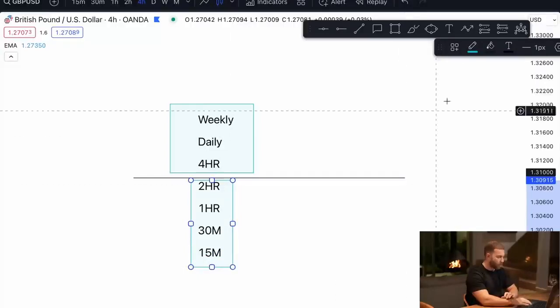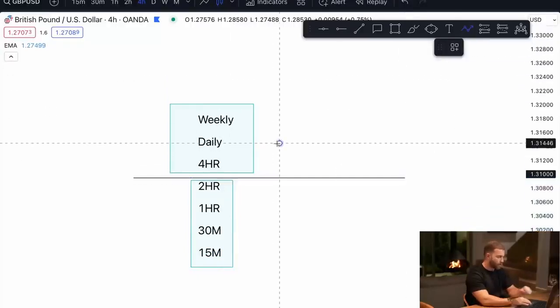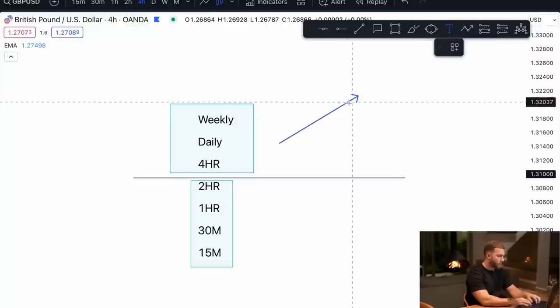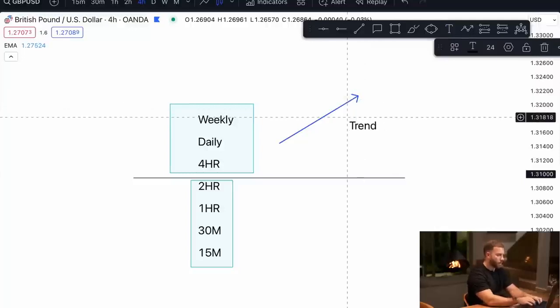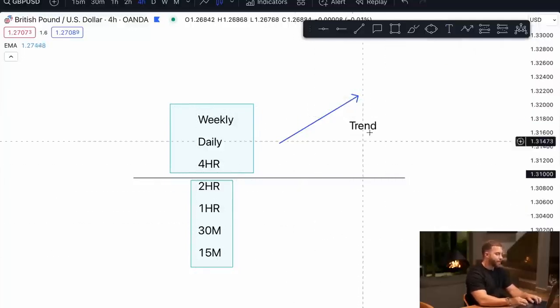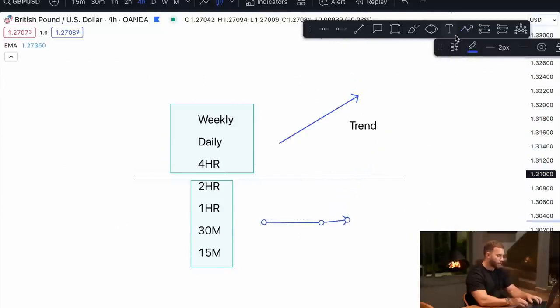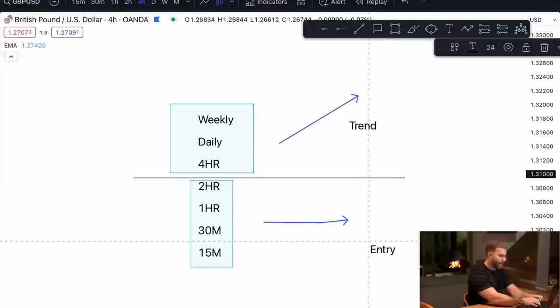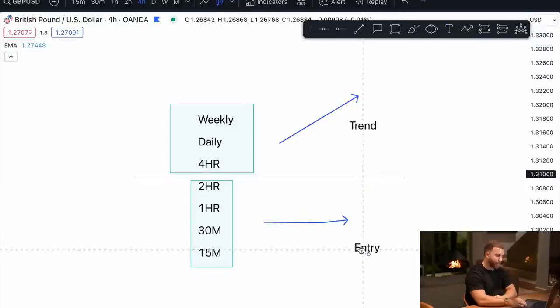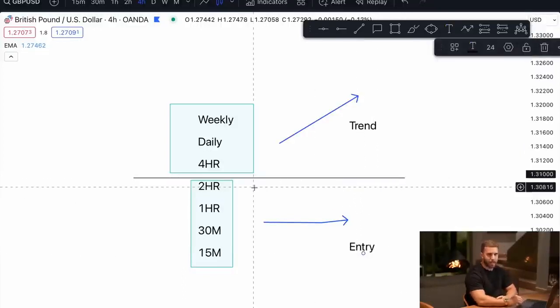So this part is going to be used for the trend, to identify if the market is headed to the upside or the downside. And then this part right here, which is the 2 hour, the 1 hour, the 30, and the 15 minute, is going to be used for the entry of the market that you're going to be executing. So you have a top-down analysis to identify the trend and a top-down analysis to identify the entry, which is actually very neat because this way you can build an edge and make more money.